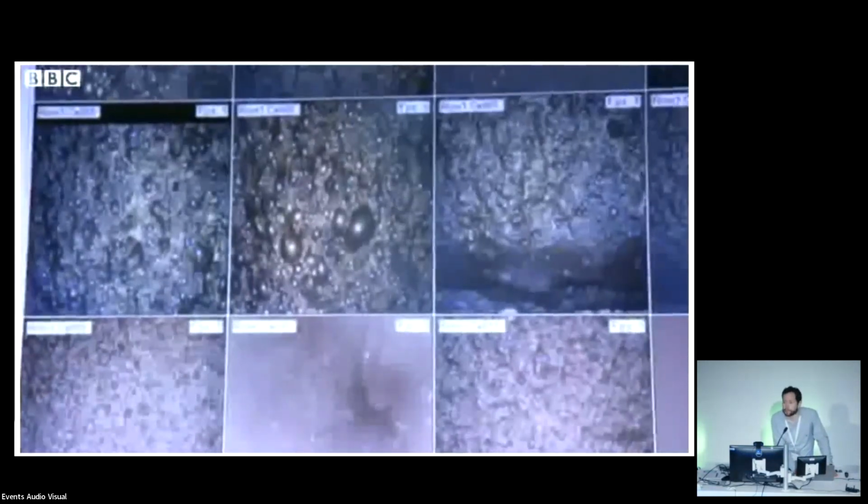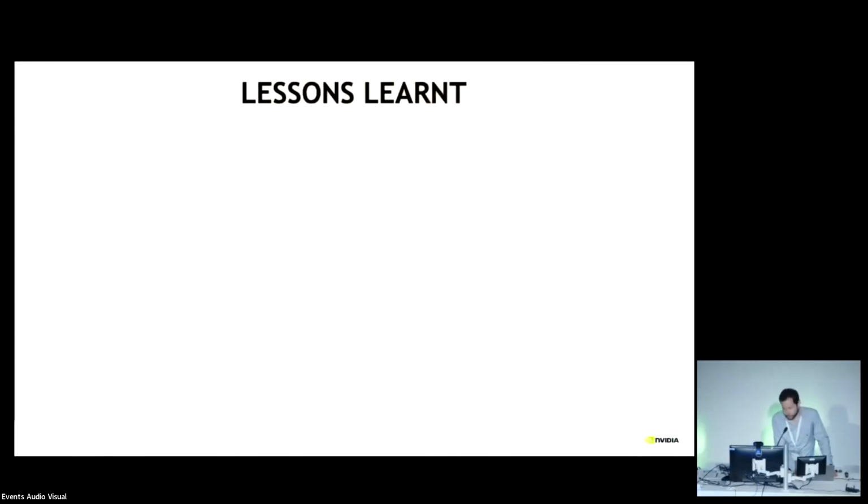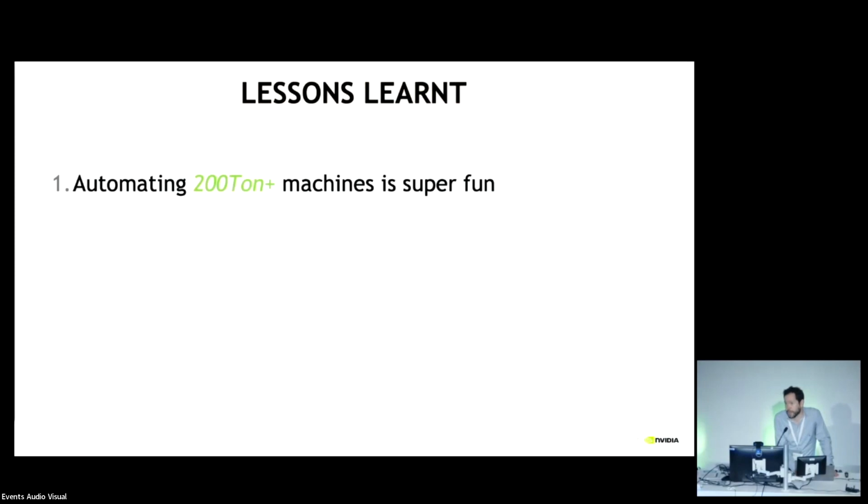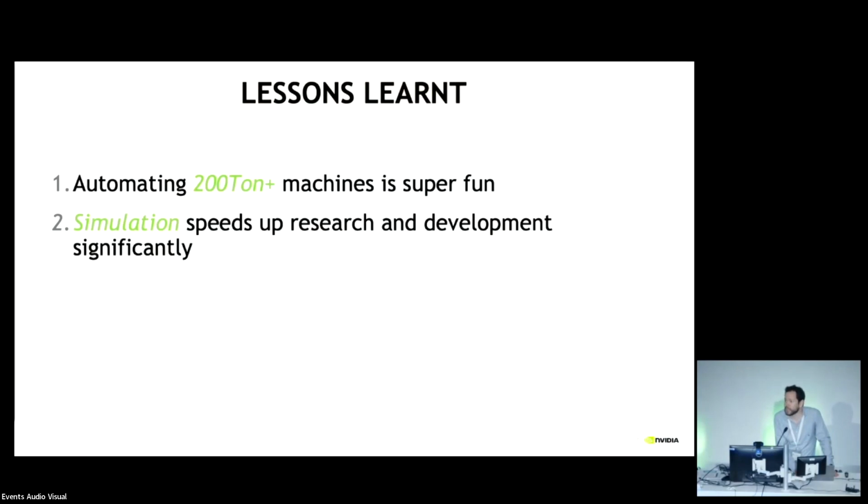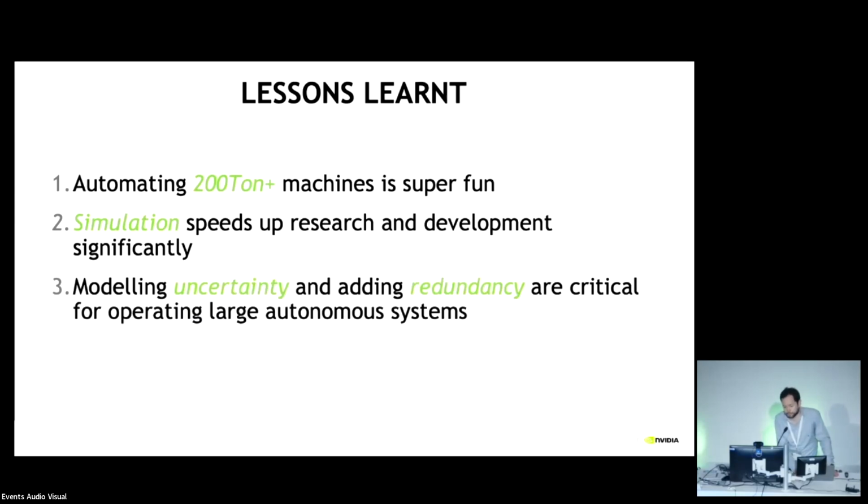So let me tell you a few of the messages and lessons I learned through this process. First thing is that automating 200-ton machines is super fun. And it is even more fun when I see other roboticists, and I can always tell them that my robot is bigger than theirs, right? And simulation was a critical component for the entire process, from designing to engineering to the different components of the automation process, even to talk to other companies, the OEMs that we were working with, in putting this together.